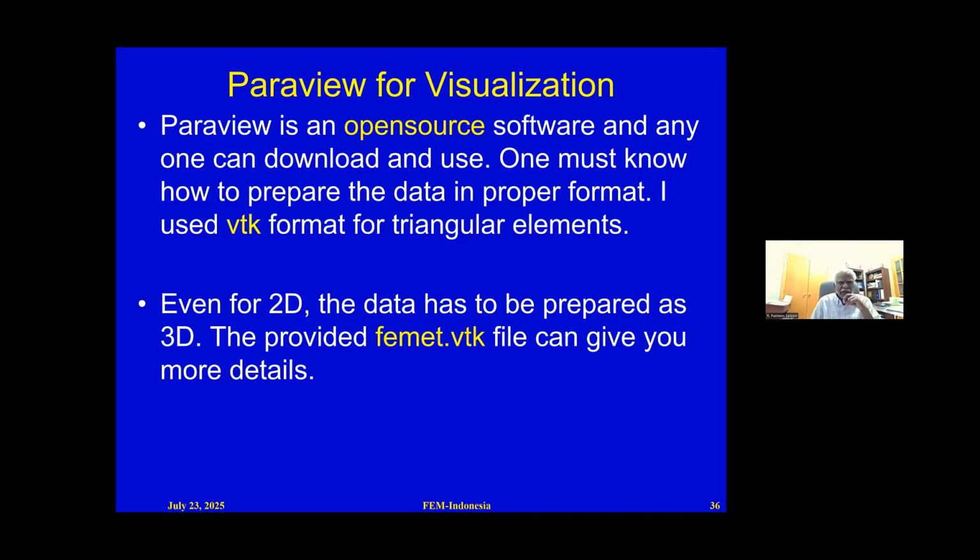And even for 2D, the data has to be prepared. In the case of ParaView, it has to be prepared as 3D data. Even though it is 2D, you have to do that. That's one thing for ParaView. The provided femet.vtk file can give you more details. And even if you have already downloaded ParaView on your computer, maybe when I'm doing things, if you have the data also, you can do it along with me, or as a workshop, you can ask any questions about it.